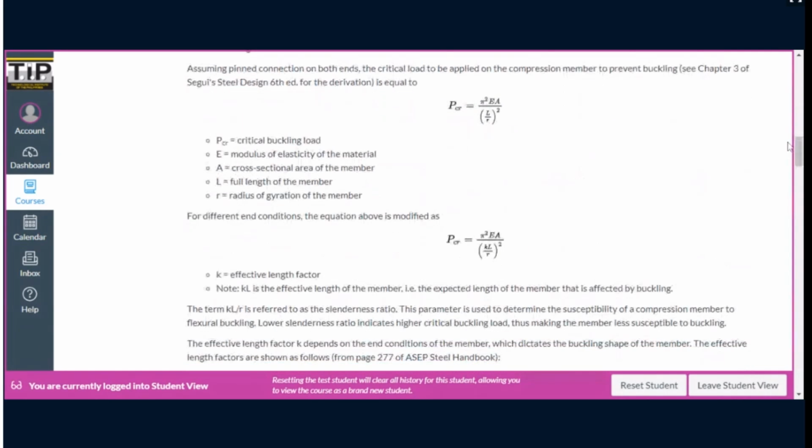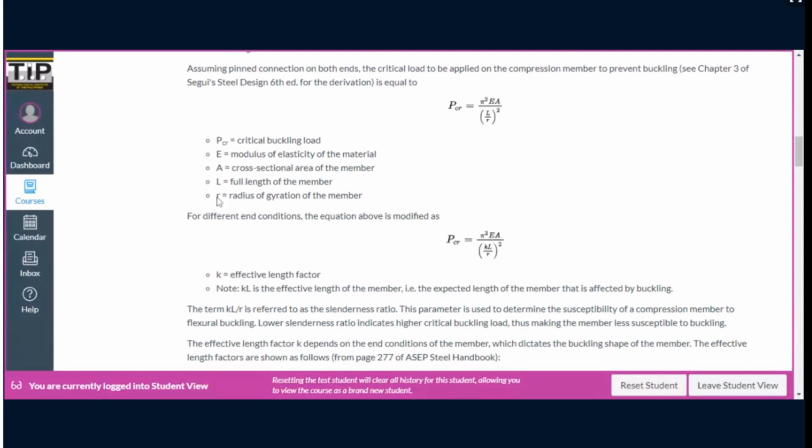So based on that differential equation, the critical load to be applied to the compression member to prevent buckling is this one. PCR is the critical buckling load. When we say load, it is in kilonewtons or in kips. E is the modulus of elasticity, A is the cross section, L is the length of the member, r is the radius of gyration of the member.